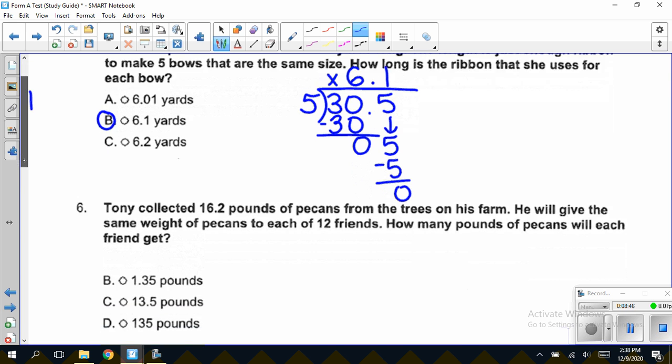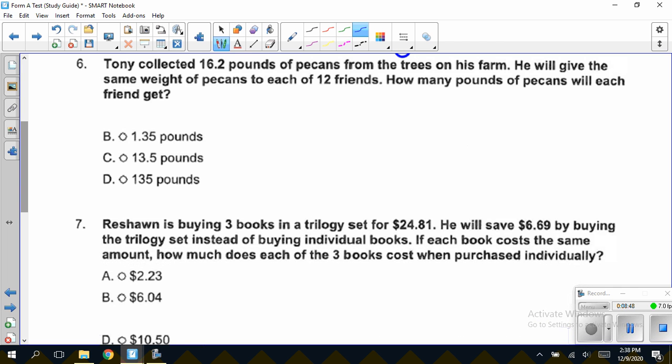Moving on to the next question. Question number 6 says, Tony collected 16 2/10 pounds of pecans from the tree on his farm. He will give the same weight of pecans to each of 12 friends. How many pounds of pecans will each friend get? So I do see that I have to take 16 2/10 divided by 12. Again, because my divisor is a whole number, I'm going to bring my decimal straight up.